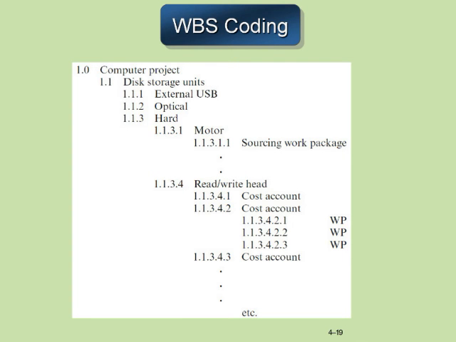And as we start going deeper and deeper to the lowest work package, we can see that our account numbers get somewhat complicated, but you can always roll up and understand from the account number where you're at in the project. So anything with a 1.1 is clearly for disk storage units. Anything with 1.1.3 relates to the hard drive, and so on. So it's a really nice way of organizing and allowing for structure to occur for tracking of the costs associated with the project.